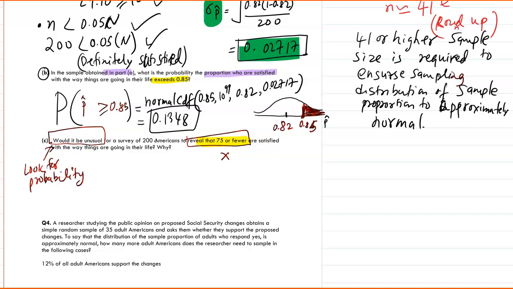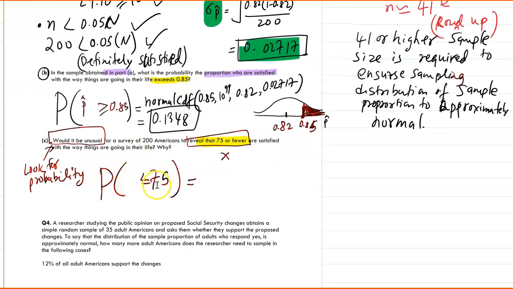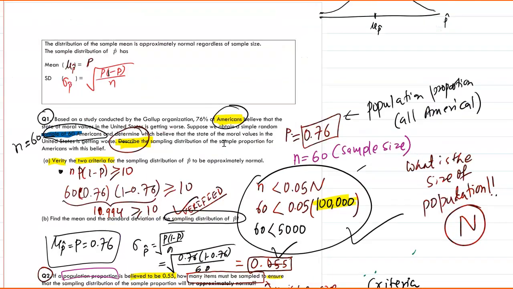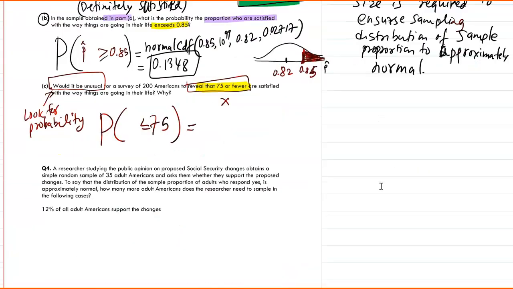Is the probability less than 5% or not? And here what are you looking for? Probability of what? Notice that 75 or fewer, less than 75. But here we use the number 75, which is a whole number. And that's what's called the number of individuals with given characteristics. Remember the formula? X is the number of individuals with the given characteristic. Out of 200, 75 are satisfied with how things are going in their life. That means here you've got to put X here.